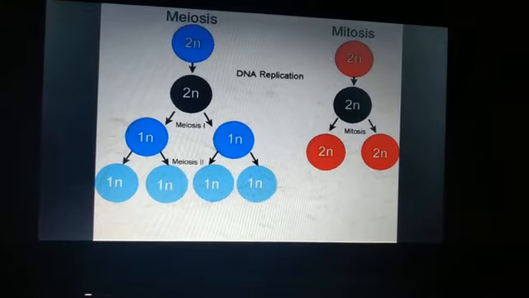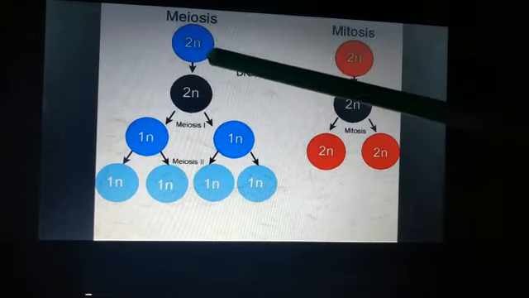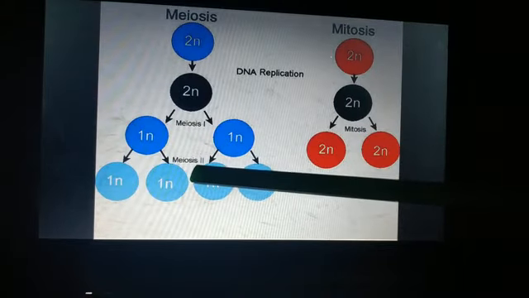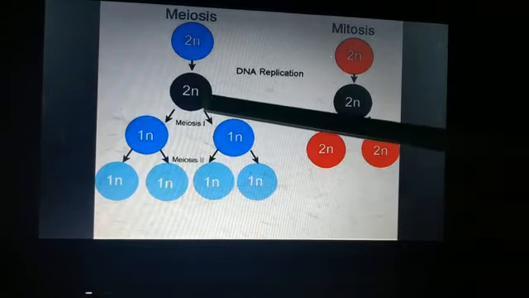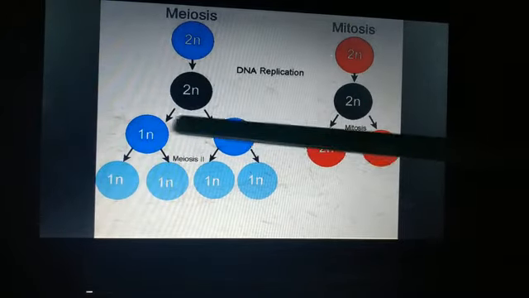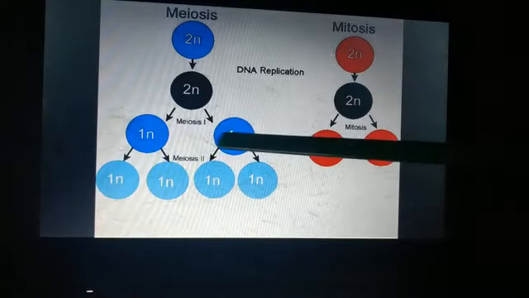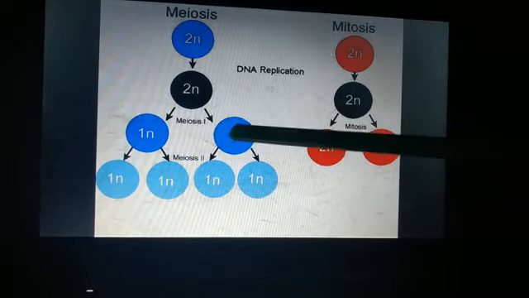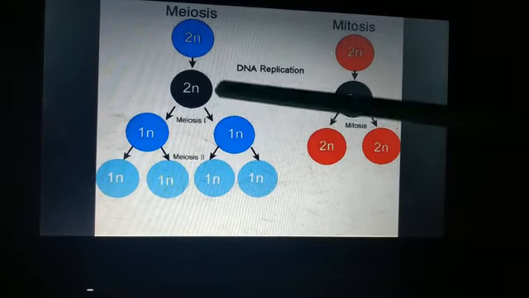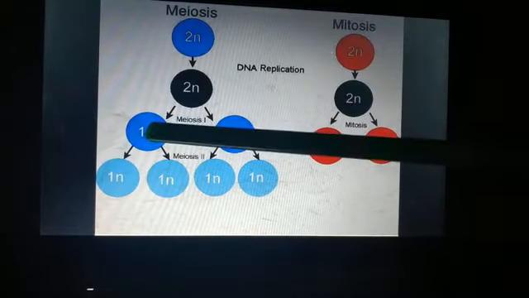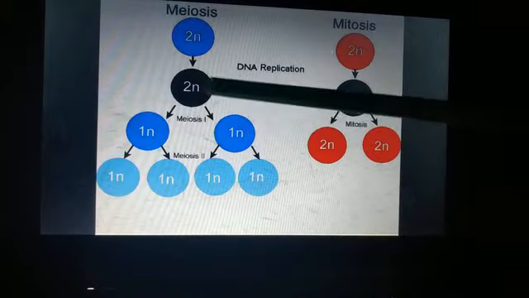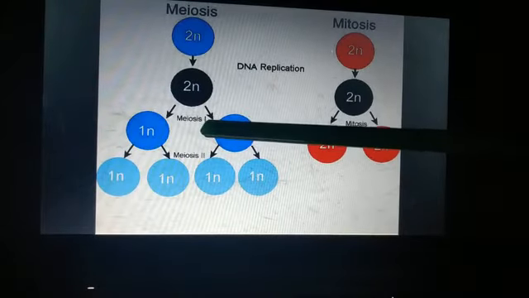See here students, meiosis will occur in two phases, two parts, meiosis 1 and meiosis 2. In meiosis 1, from the parent cell we will get half the chromosome number in the daughter cells. So here the reductional division is actually taking place in meiosis 1. From 2n we are getting n and n in each of the daughter cells.